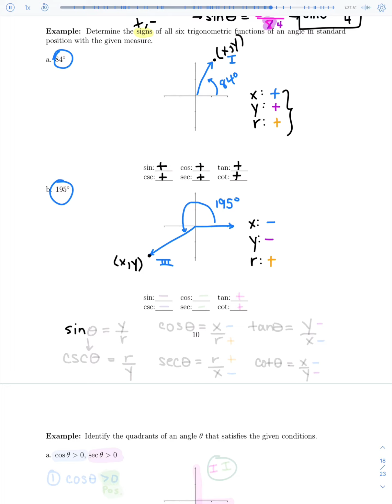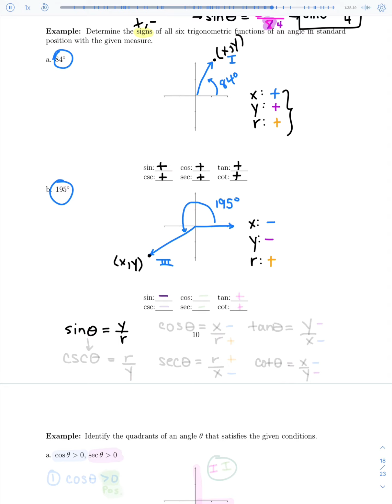Remember that sine of whatever our angle is going to be, and I'm just going to leave it as theta, is opposite over hypotenuse, which means y over r. Well, y is negative, r is positive. Well, a negative divided by a positive does get you a negative. So we get a negative for sine.